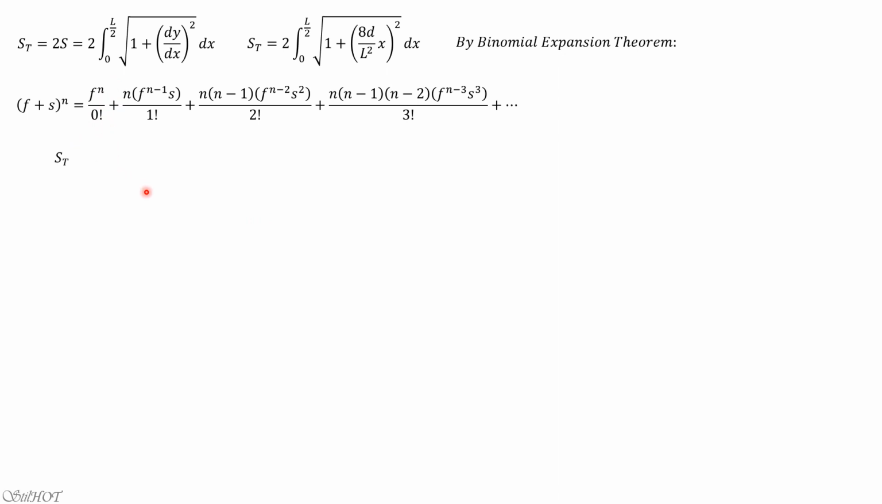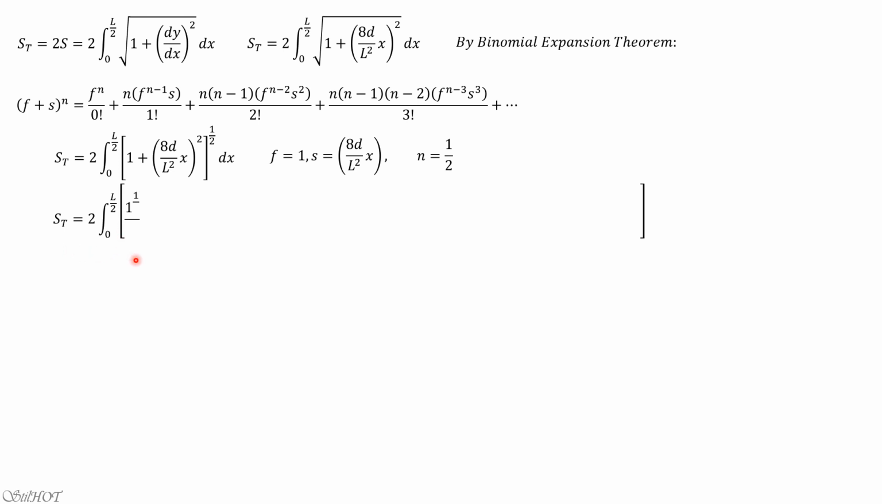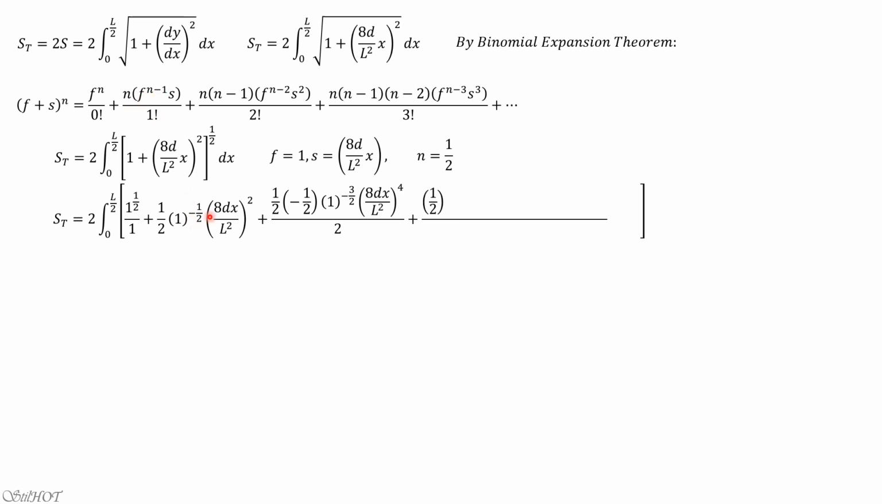So simplifying, the first term is f to the n, and the second term is, so this is the original binomial, n is 1 half, so substitute the value of n here and the value of the second term. Because the first term is 1, the second term is 8d over L squared times x, and n is 1 half. So S total equals 2 times integral 0 to L over 2. The first term is 1, so 1 to the 1 half over 1 is 1, plus n, which is 1 half, divided by 1, it's still 1 half. The first term to the power 1 half minus 1 is negative 1 half, so 1 to the negative 1 half is still 1. Then the second term appears, which is 8d over L squared.